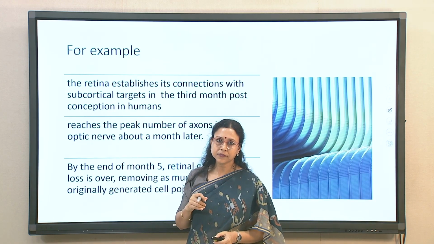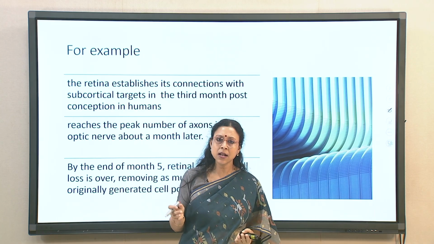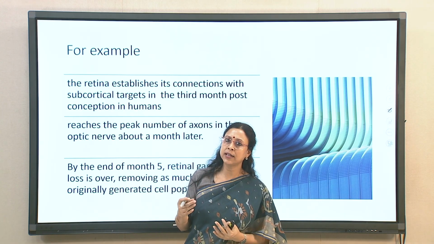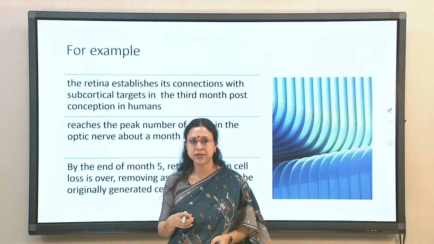For example, the retina establishes its connections with subcortical targets in the third month post conception in humans. It reaches the peak number of axons in the optic nerve about a month later. By the end of month 5, retinal ganglion cell loss is over, removing as much as 80% of the originally generated cell population. This is what we mean, because in the first trimester cell generation happens at a very large scale and many of those cells will eventually not be needed. They are excess, so they will die. That is the process.